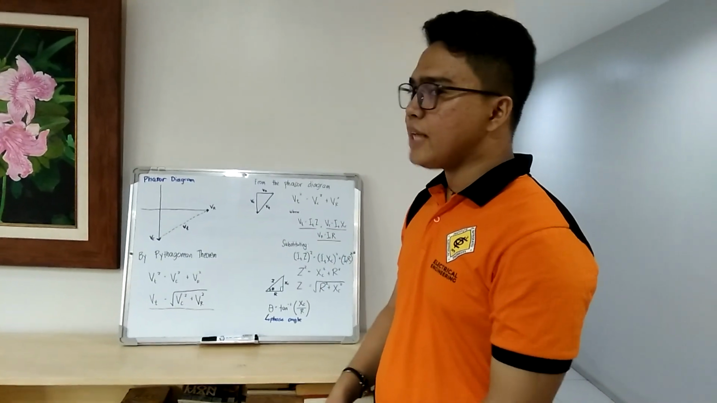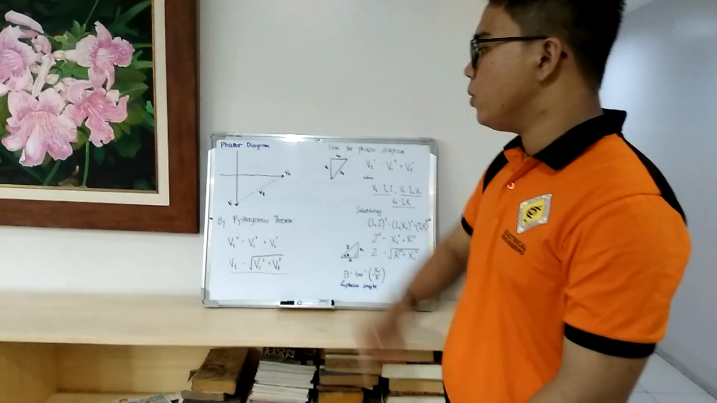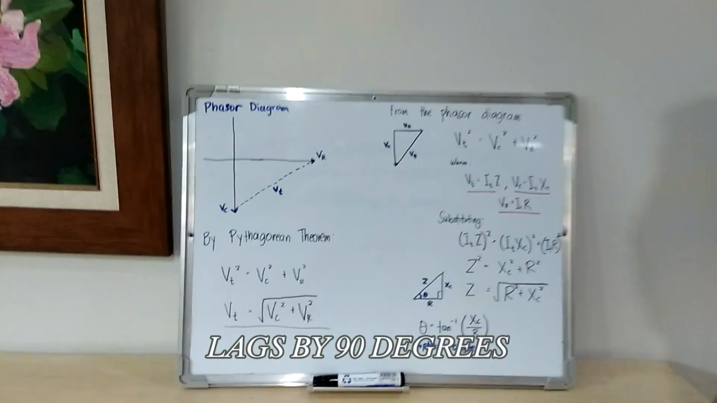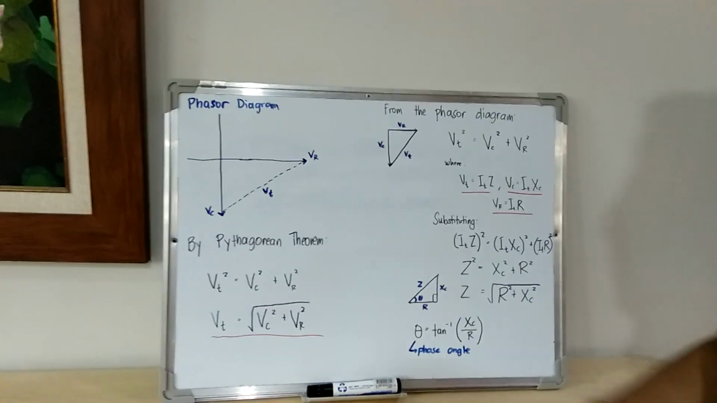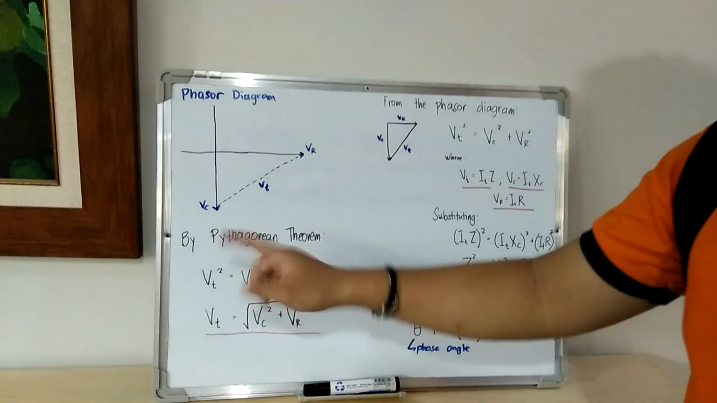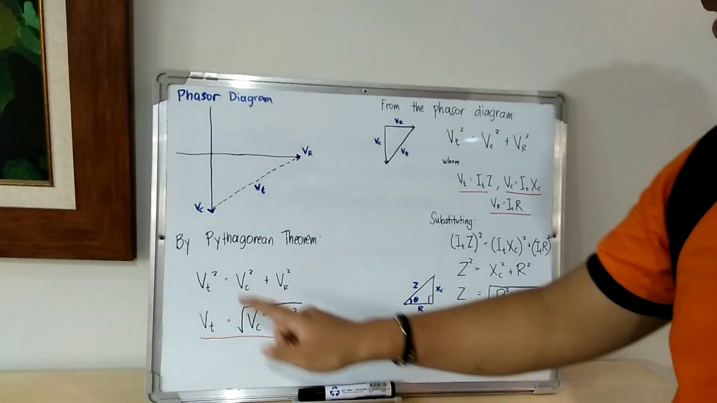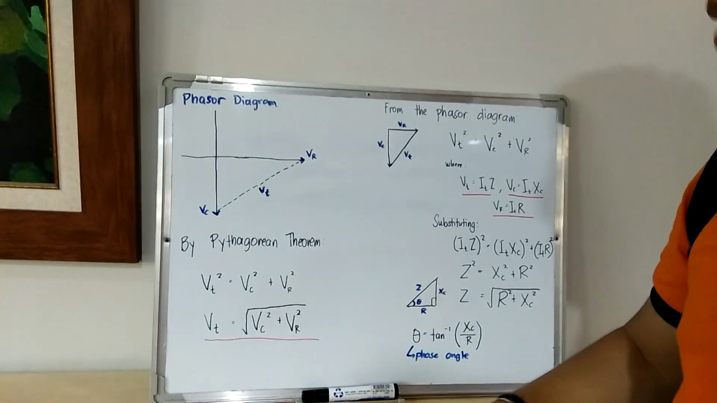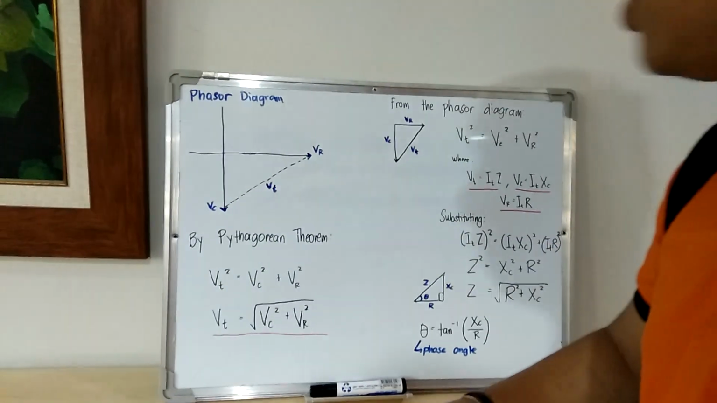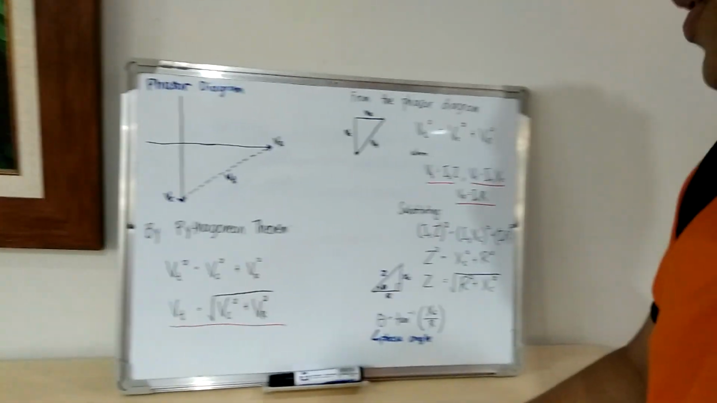Since the phase angle of the voltage of the resistor is 0 and the voltage of the capacitor lags by 90 degrees, we can now get the total voltage by using the Pythagorean theorem. So V sub t squared is equal to V sub c squared plus V sub r squared. And getting the square root of both sides, we get V sub t is equal to the square root of V sub c squared plus V sub r squared.